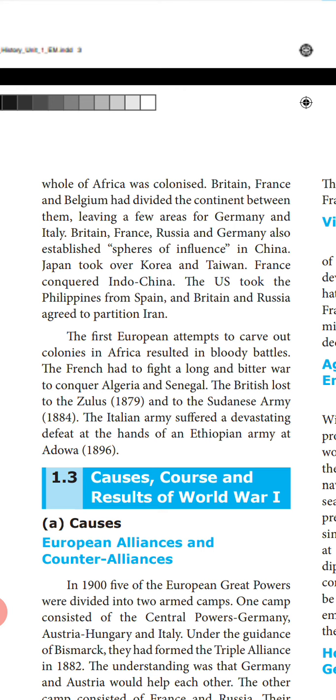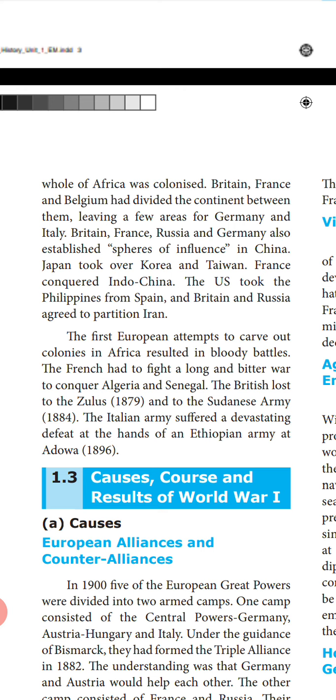Britain, France, Russia and Germany also established spheres of influence in China. What do you mean by spheres of influence? It's a policy by which these countries occupied parts of China. Japan took over Korea and Taiwan. France conquered Indochina. The US took the Philippines from Spain. Spain had already captured the Philippines, but America captured the Philippines from Spain, and Britain and Russia agreed to partition Iran. So almost all Asian and African countries were under the hands of America and European countries.